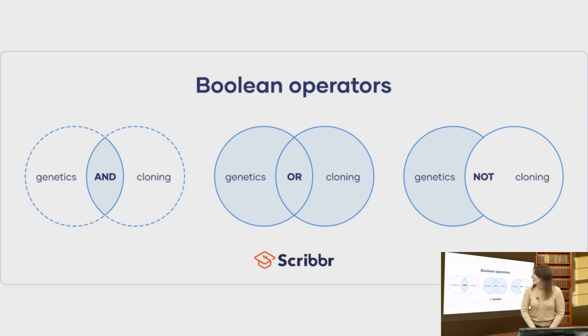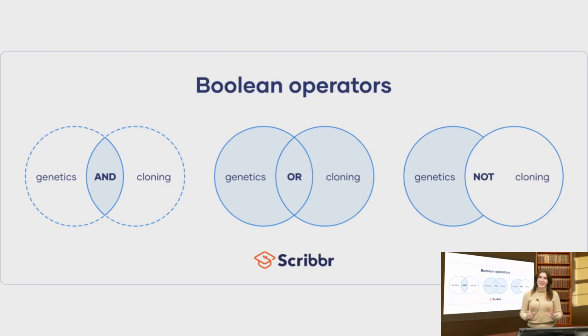So we're looking at a graphic here that I think is pretty effective from Scribr, and Scribr is showing you 3 examples here of these operators and how they work. So I want to find papers that talk about both genetics and cloning. Here I'm using the operator word and, so I have genetics, all capitals, and cloning, and only texts that include both of those keywords are going to come up.